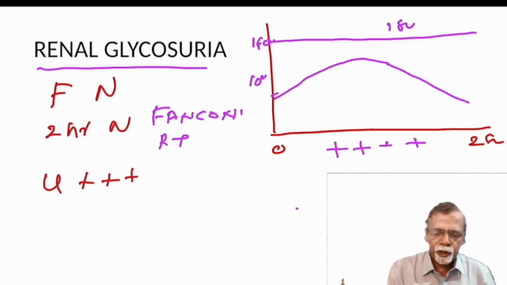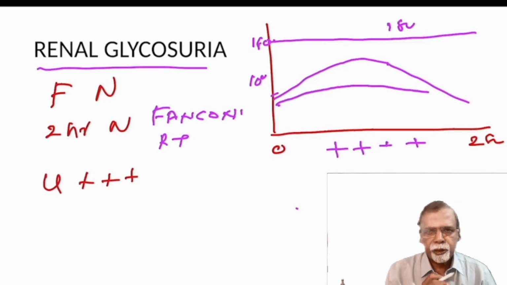Then there can also be a flat curve, where not much absorption is occurring. The graph will not be rising much. This is called a flat curve. So we have discussed various abnormalities in the glucose tolerance curve, how the test is done, and what the prerequisites are. In the pediatric age group, the amount of sugar given is different.